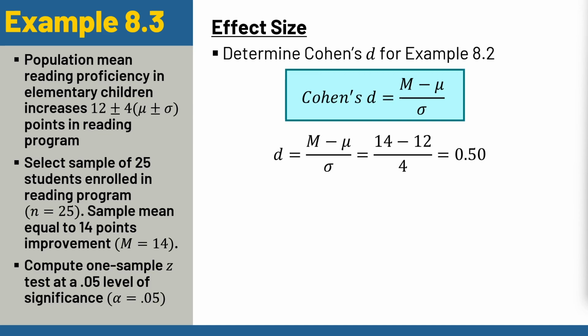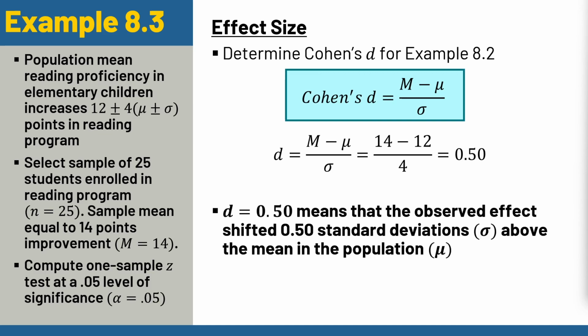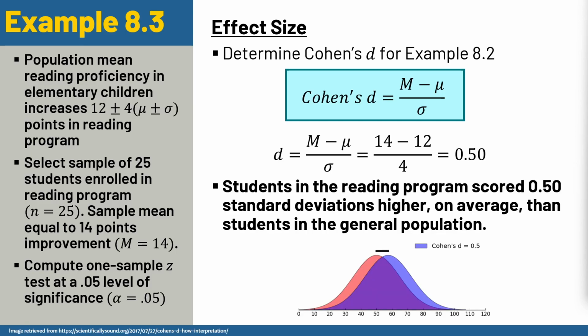And so I encourage you to stop the video at this point and go back to your previous notes to try to identify what that means. And whether or not you've done that, I'll proceed. To answer my question there, a d of 0.5 means that the observed effect shifted 0.5 standard deviations above the mean of the population.